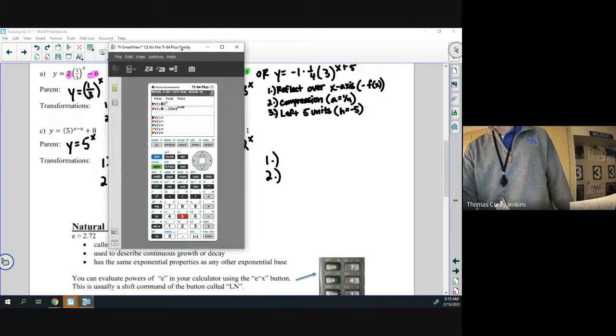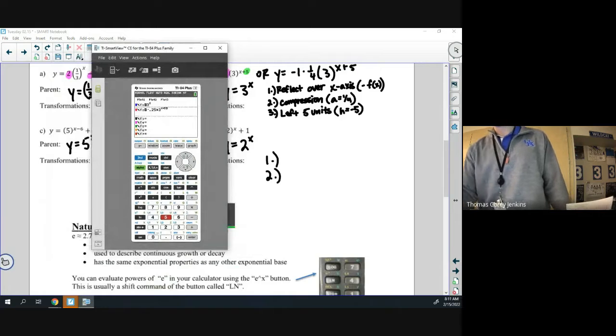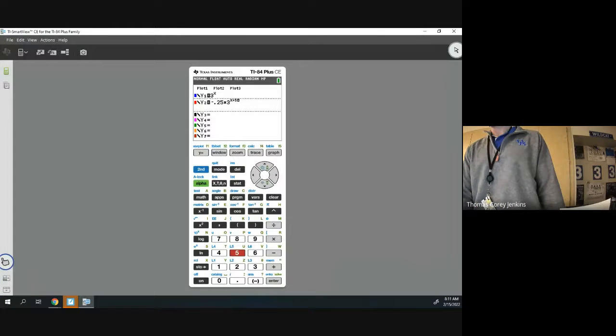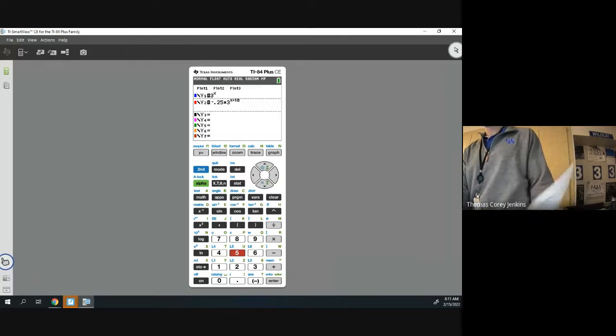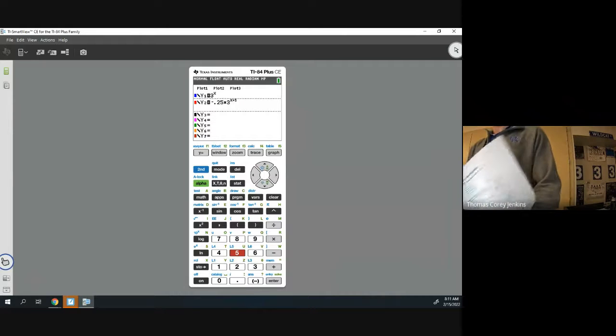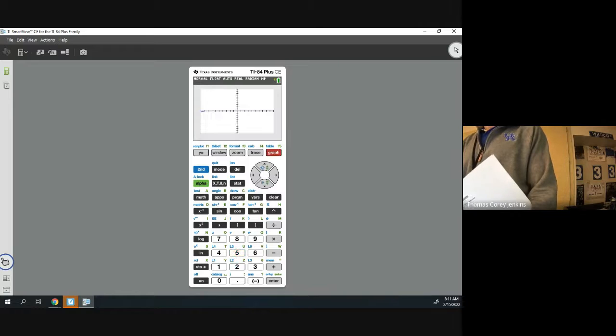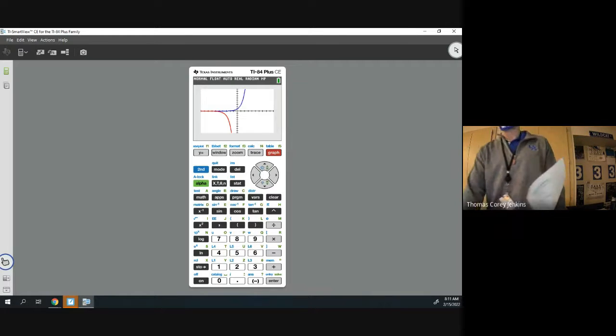on this last example, I went ahead and typed in the last example we had done together. I typed in the parent function, and then the other one with the transformations, y equals -1/4 times 3 to the power of x plus 5, which is what it looks like. And then I can quickly look at a graph and compare. The easiest thing to see is that it's reflected across the x-axis, because it's upside down.